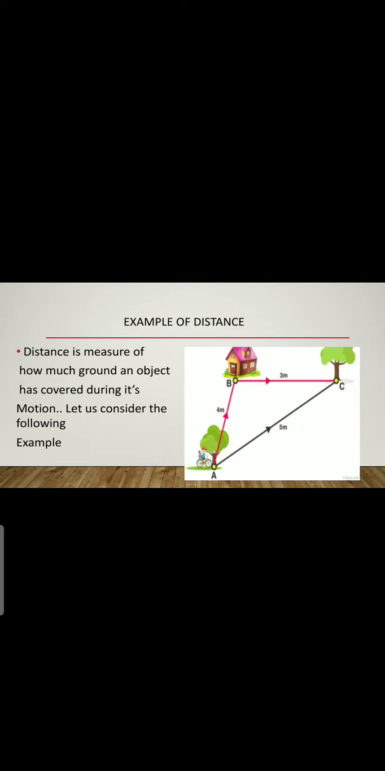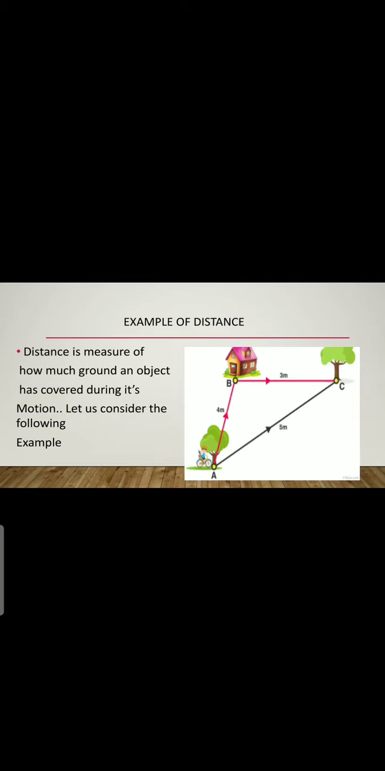Now when the cyclist reaches point B, which is in front of the house, he goes towards point C. From point B to C, the cyclist covers a distance of 3 meters. Now the cyclist has reached point C. Again, from C to A, the cyclist covers a distance of 5 meters.